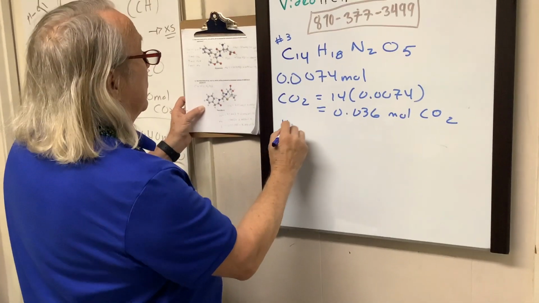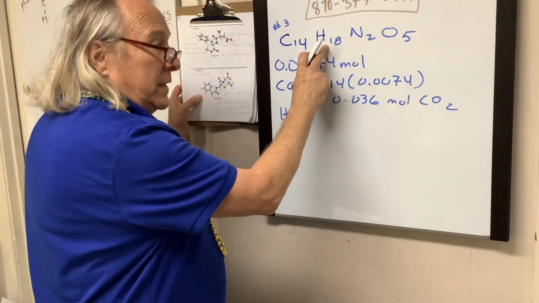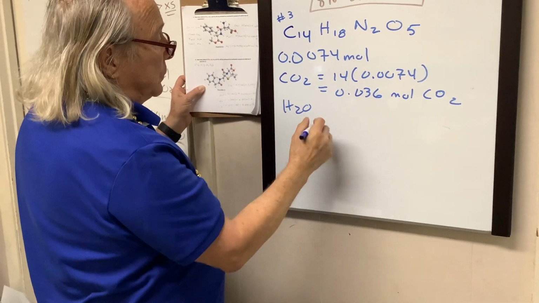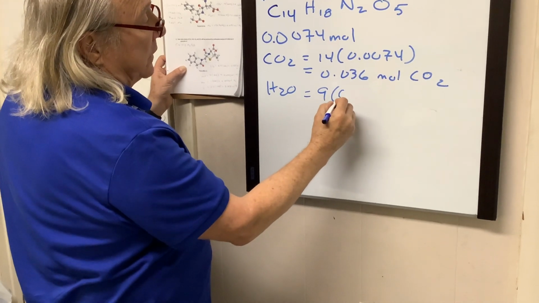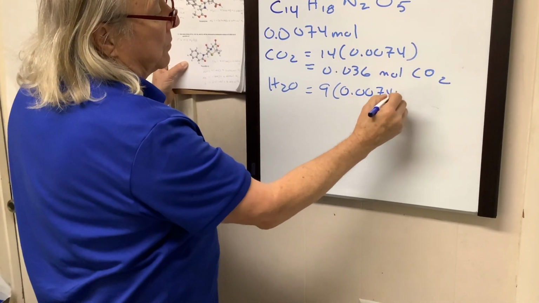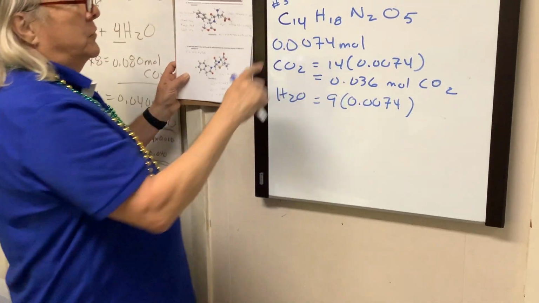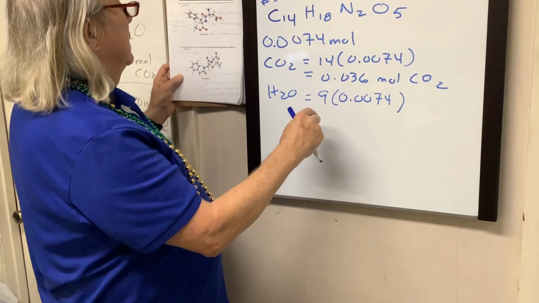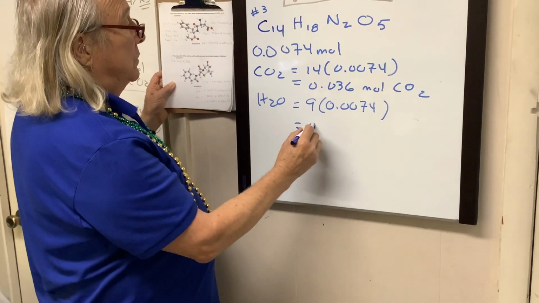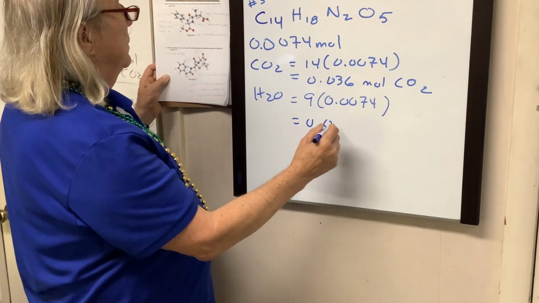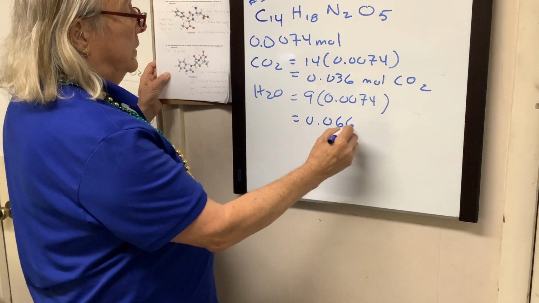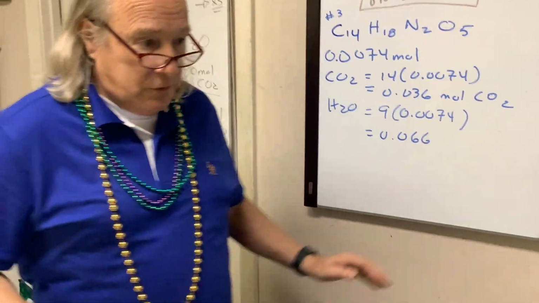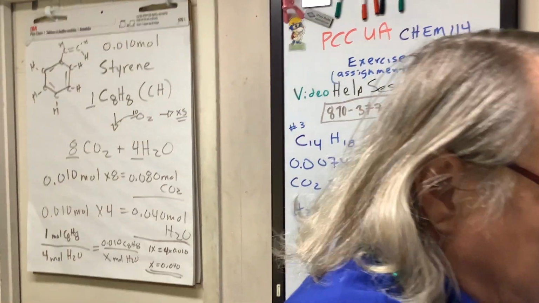For the H2O, 18 atoms of hydrogen will be produced, but that will only produce 9 moles of water. So 9 times 0.0074 moles of aspartame is going to produce 9 moles of water, and I got 0.066. I need my calculator. Excuse me. Just keep focused on that, and I'll be right back. Okay.